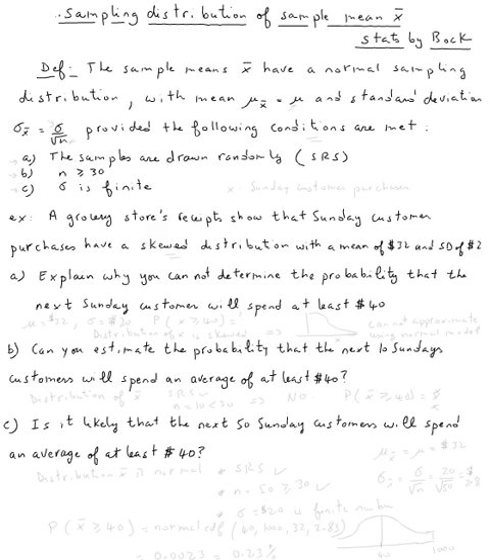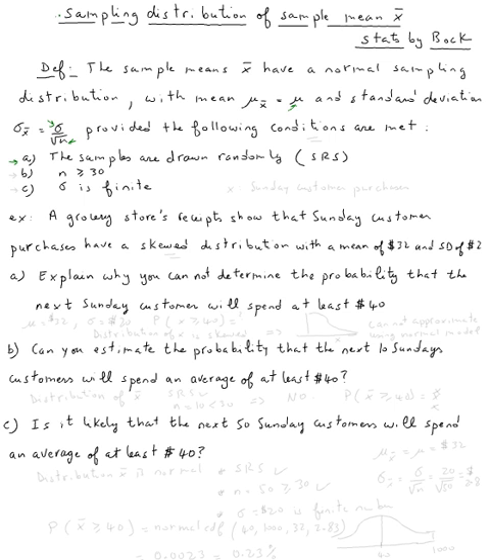The topic is sampling distribution of the sample mean x bar. The definition says the sample means x bar have a normal sampling distribution with mean equal to the mean of the population and standard deviation equal to the standard deviation of the population over square root of n, which is the size of the sample, provided the following conditions are met.